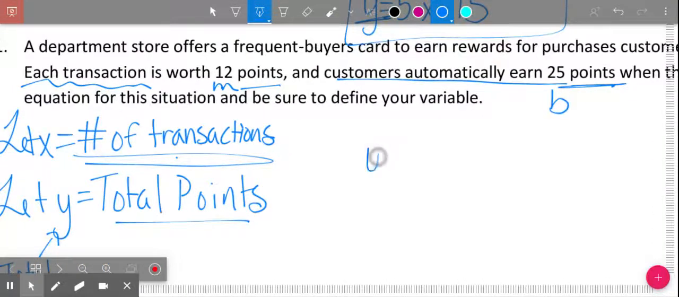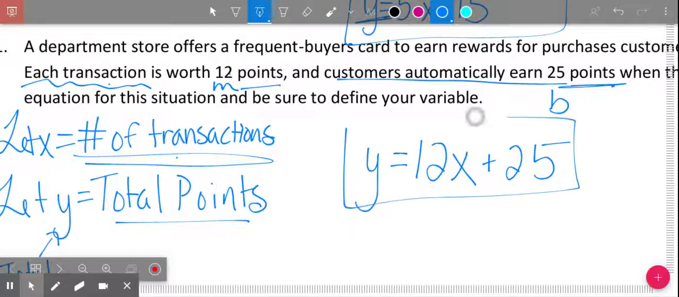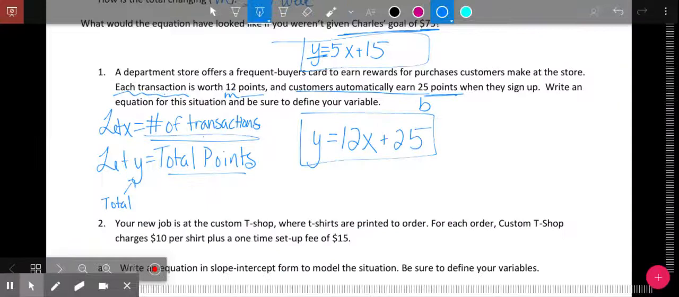So we're going to have y, our total points, equals 12x, 12 points per transaction, plus the 25 points they started with. So that's going to be our linear equation to go with this situation.